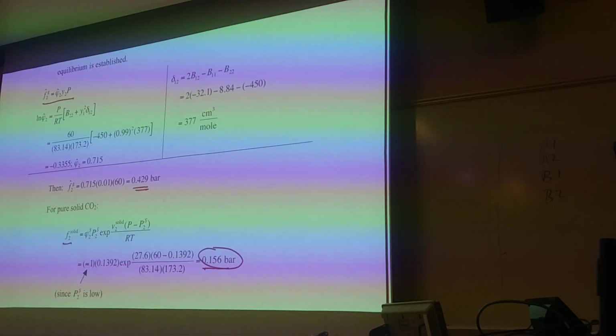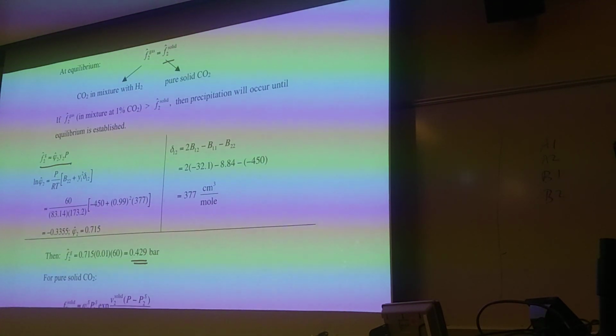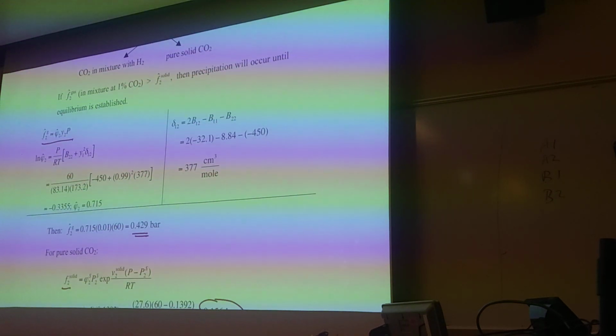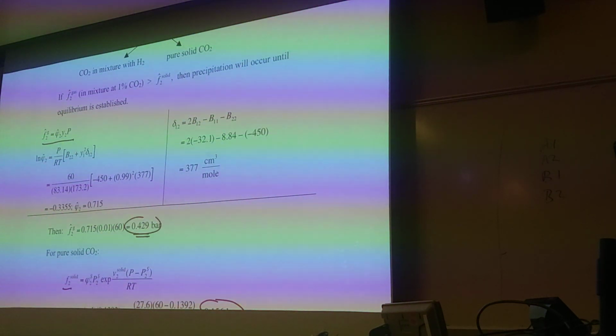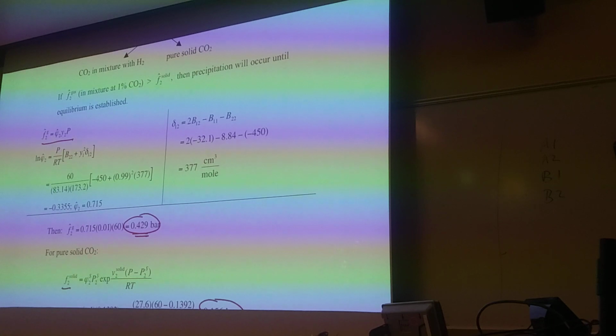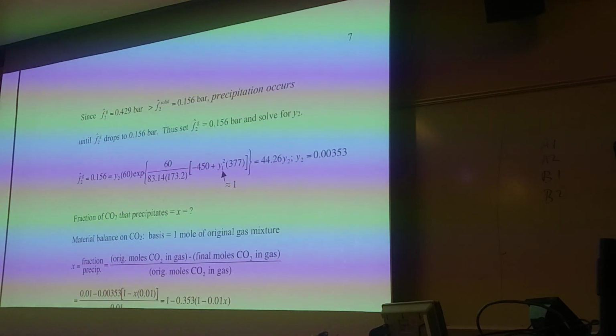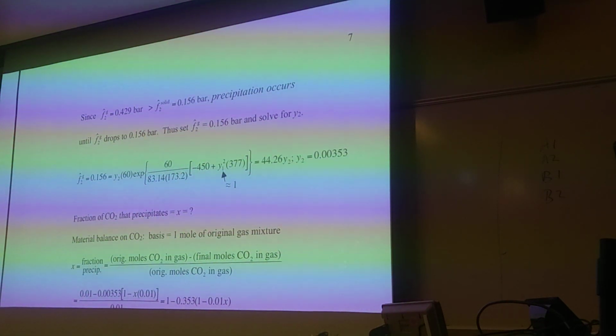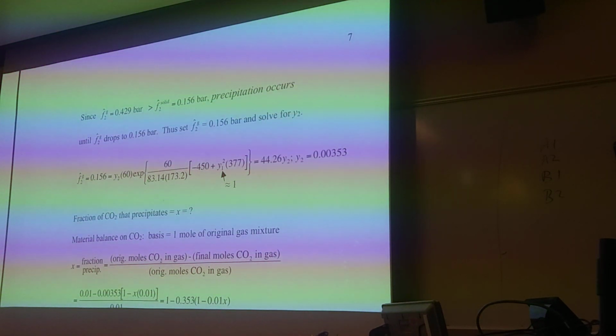So that's to be compared with what we calculated for the gas, 0.429. So this is clearly larger. Fugacity in the gas here is larger than that of the pure solid. So we expect that precipitation will occur.